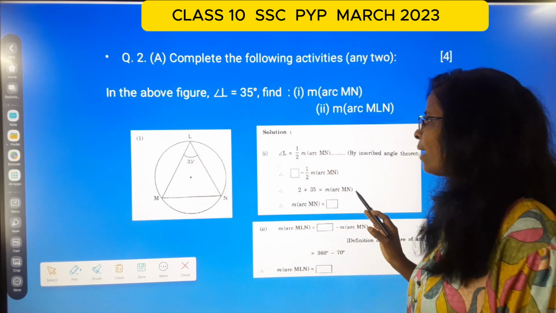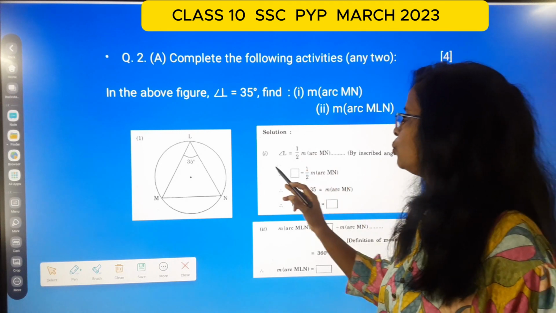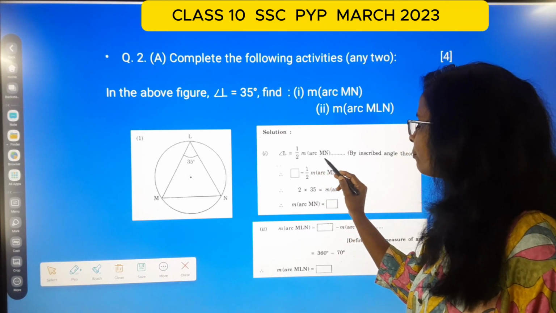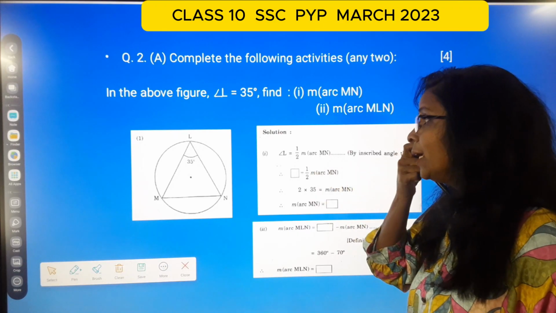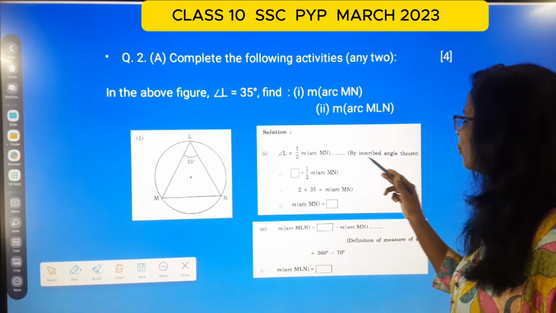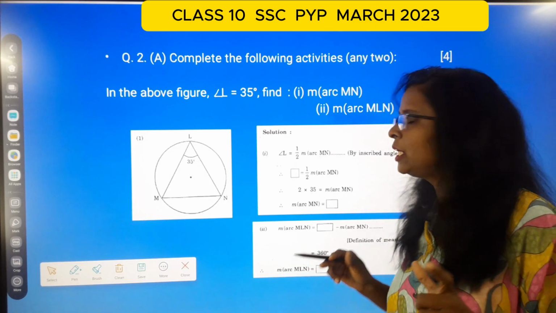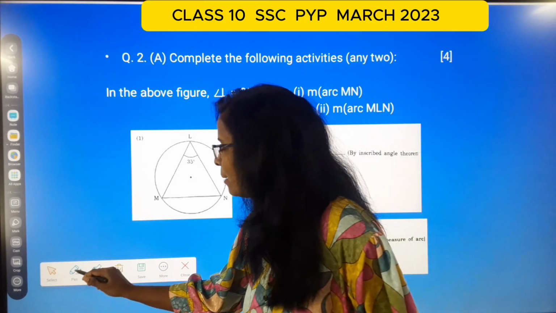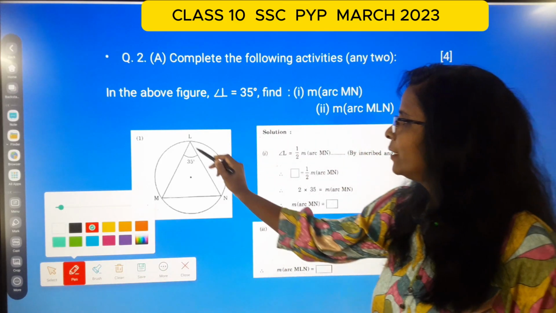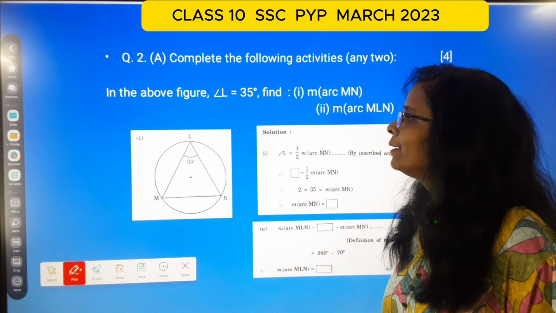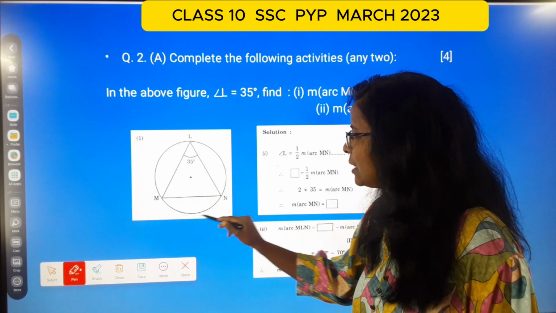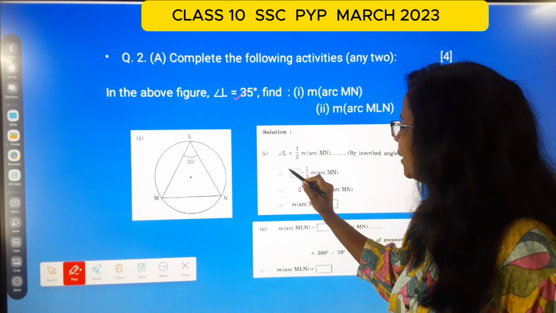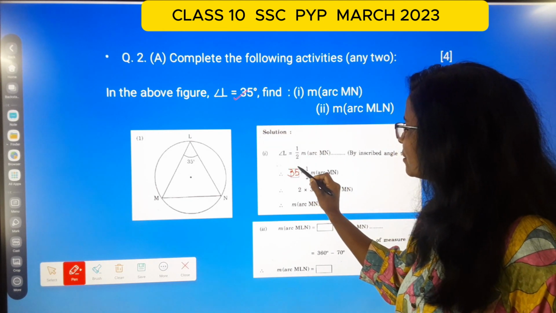Okay students, so now the activity is given. The solution, the first one: angle L is equal to half of major arc MN. That is the formula from the inscribed angle theorem. Then we can say that this angle L is half of this arc MN. Here angle L is given as 35 degrees, so we write 35 degrees in this box.